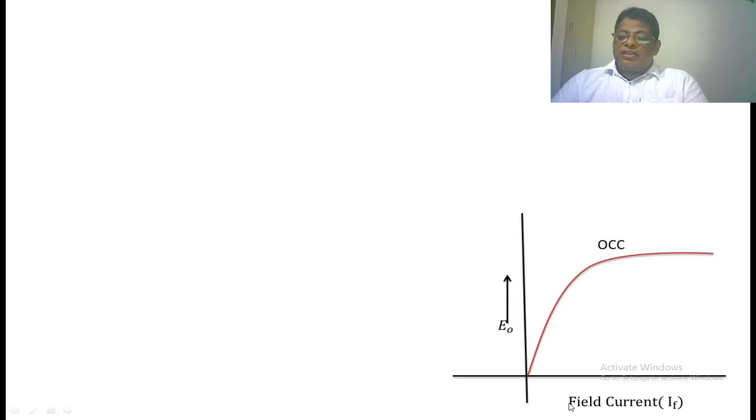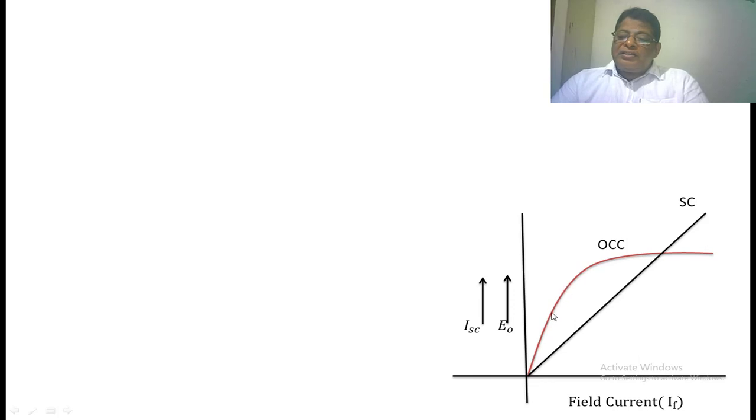In the same manner, corresponding to the field current, you now take the short circuit current on the y-axis. If you draw a graph, we get one straight line passing through the origin. Now this is the linear region of the OCC. This region is nothing but the saturation region.